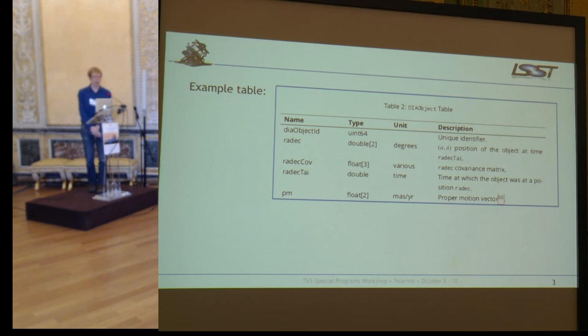Just to show you a little bit of what this looks like, this is an example table for the DIA object, and I'll describe a little more what that means in a minute. We list the name, what data type it is, the units, and a little bit of description for each of those fields, and that goes for all the different tables that we have in the database.